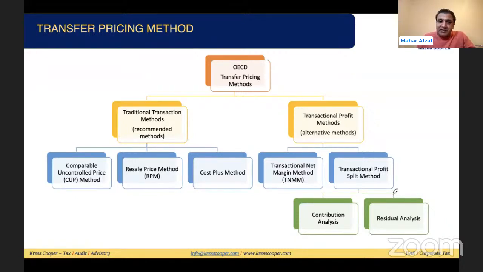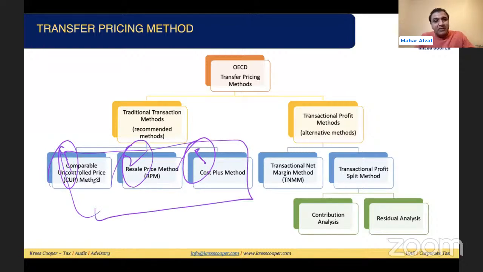Out of these 5 methods, 3 are traditional methods: the comparable uncontrolled price method, the resale price method, and the cost plus method. We will have a separate webinar, I believe, on each method, where we'll take examples as well. What is the comparable uncontrolled price? What is the resale price? What is the cost plus method? At a high level, I can say that one method is applicable where we are dealing with commodities. Another is applicable where there is reselling or trading. The other is applicable where semi-finished goods are being transferred from one person to another related party.